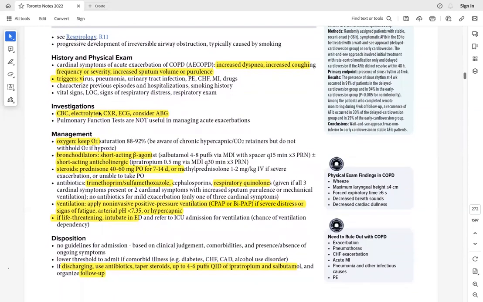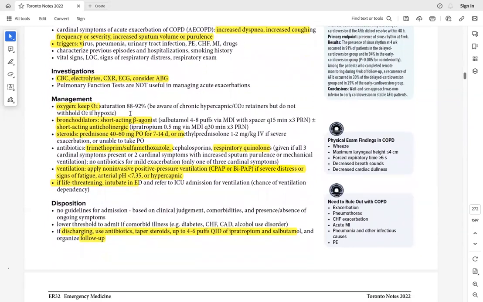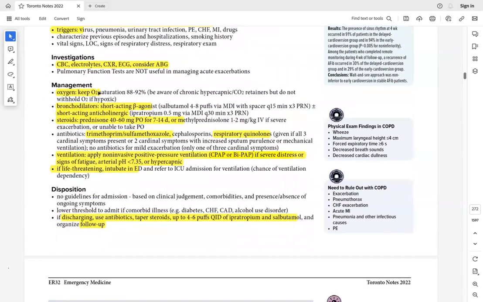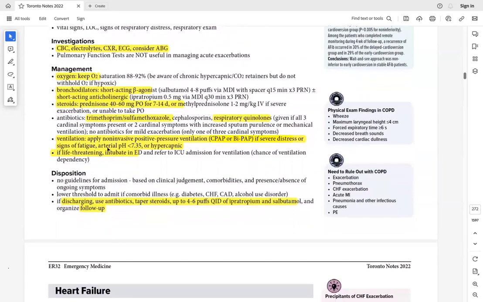What will we do after doing the investigations: CBC, chest X-ray, ECG, and cardiac biomarkers to exclude any cardiac cause? We will put the patient on oxygen. Start them on bronchodilators, beta-2 agonists, anticholinergics, and prednisone. We give it orally, or IV methylprednisolone. Start the patient on antibiotics. And if still not getting better, we have to start CPAP or BiPAP.